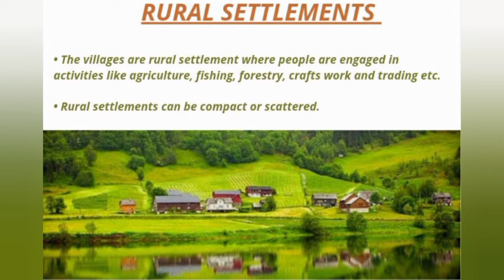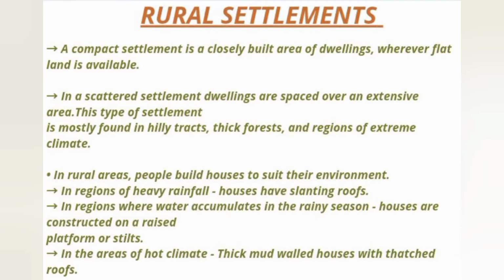Rural settlements can be compact or scattered. A compact settlement is a closely built area of dwellings wherever flat land is available. In scattered settlement, dwellings are spaced over an extensive area. This type of settlement is mostly found in hilly tracts, thick forest, and regions of extreme climate.